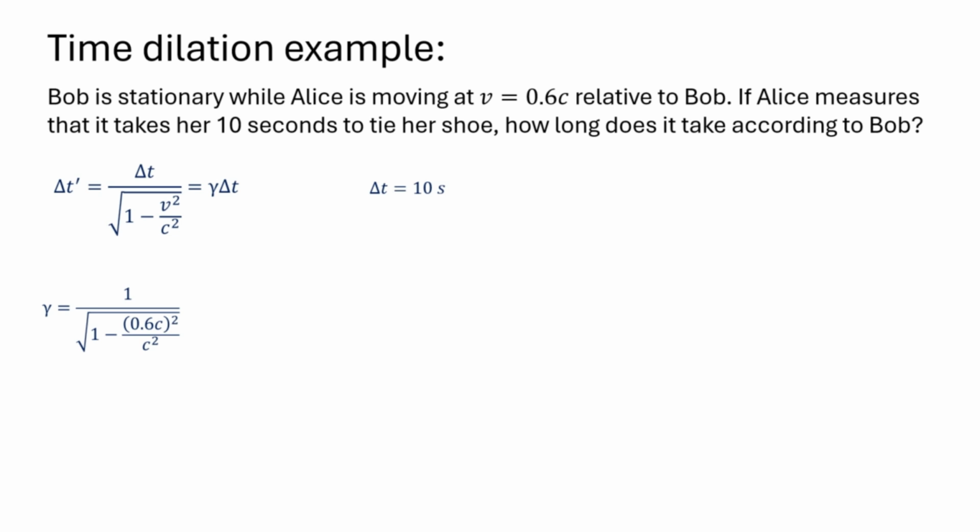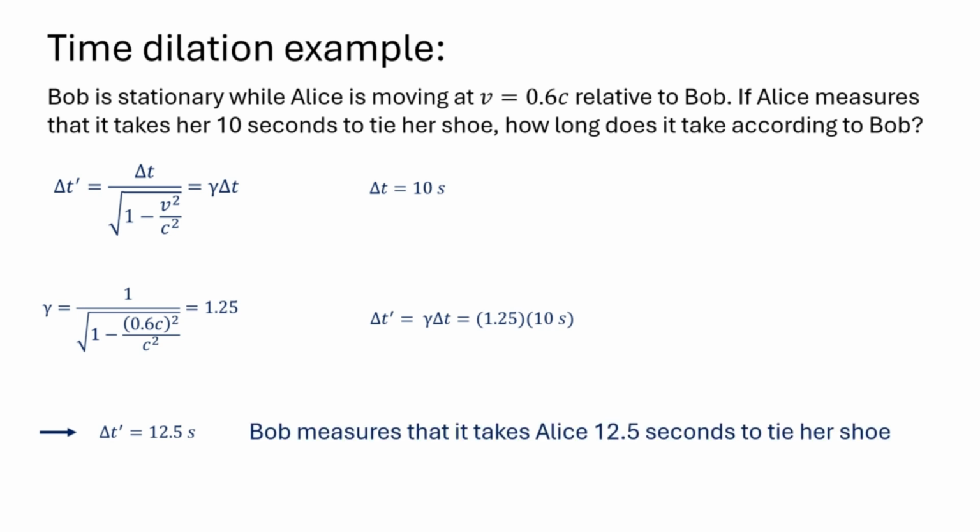Now let's calculate the Lorentz factor. Since Alice is moving at 60% the speed of light relative to Bob, the Lorentz factor is 1 divided by the square root of 1 minus 0.6 squared, giving us the value of 1.25. Now we can put all our values into the time dilation equation, and we get that the time Bob measures is 1.25 multiplied by 10 seconds, which gives us 12.5 seconds. So to formally answer the question, Bob measures that it takes Alice 12.5 seconds to tie her shoe.